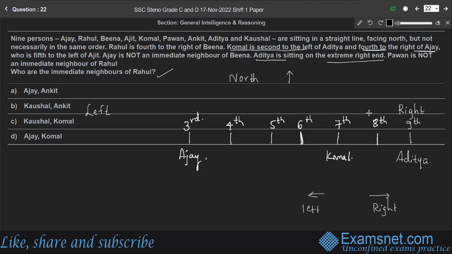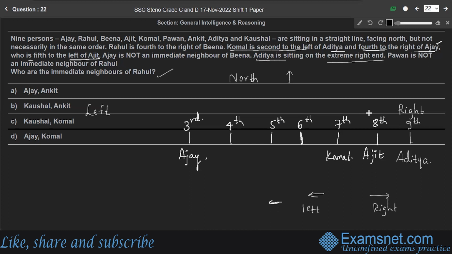So let us come to the next point. Komal is second to the left of Aditya and fourth to the right of Ajay, who is fifth to the left of Ajit. Here Ajay is fifth to the left. To the left means this direction. Fifth person to the left of Ajit is Ajay. Therefore Ajit's position is here, 8th position. To his left, the 5th person is Ajay.